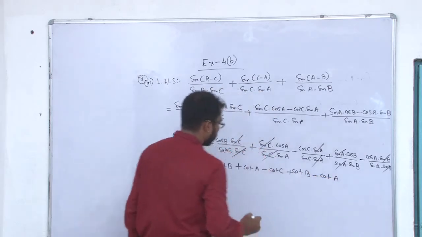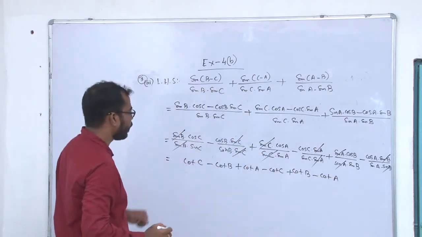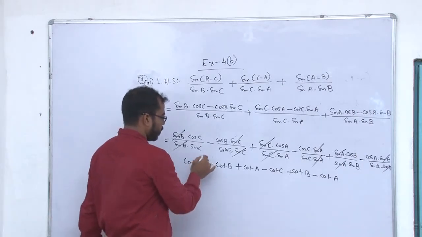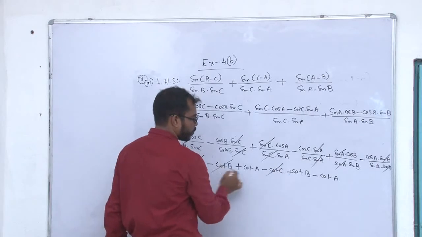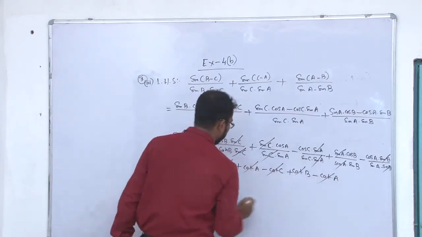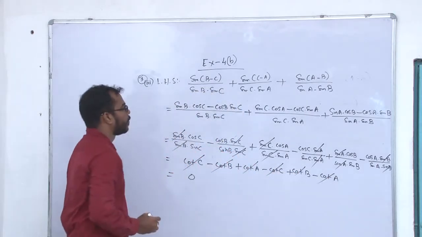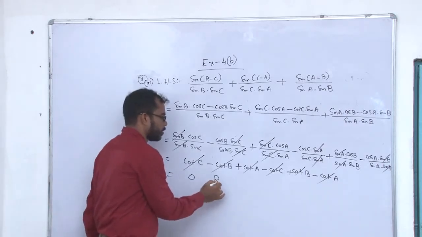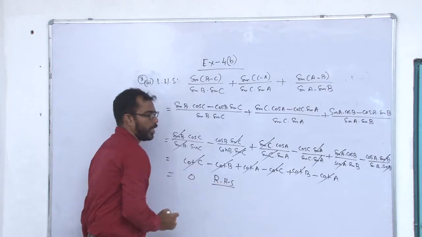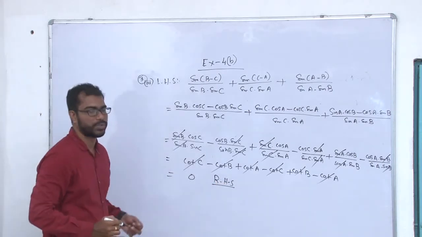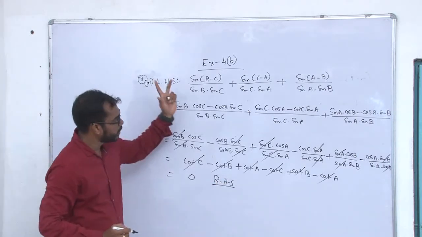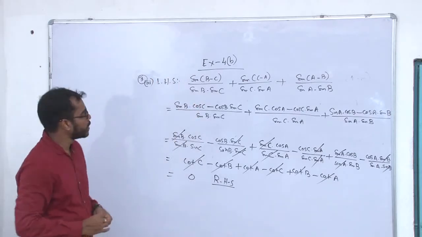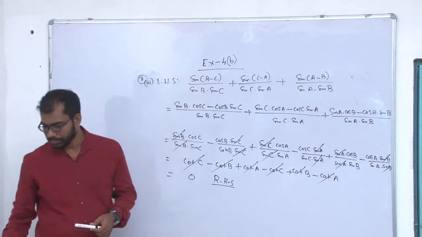a. So here you can cancel the expressions with opposite signs: cot c minus cot c, minus cot b plus cot b, plus cot a minus cot a. So here the expression is 0. This is the RHS part of this given expression. So here we can prove this expression is equal to 0. Okay. Proceed to the next question, number 4.